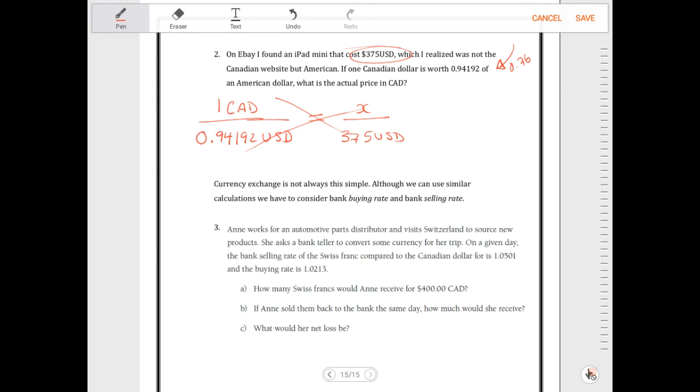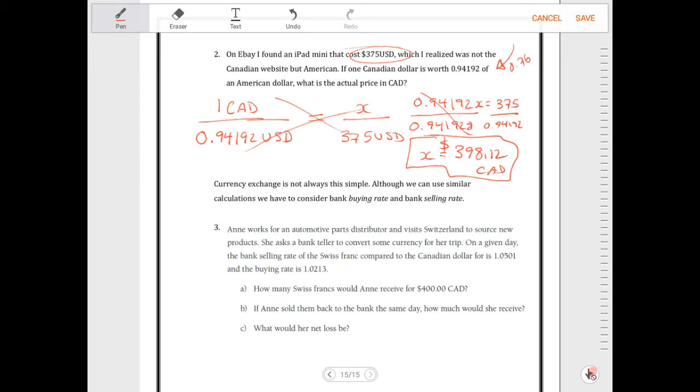Cross multiply and divide certainly is coming in over and over and over. So what we're going to have is 0.94192x equals 375. We divide both sides by the number in front of the X. Whoops, not the X there. And this number is right here. I'm going to run out of room. Cross it out. X equals $398.12 Canadian. Make sure you know that's Canadian dollars.